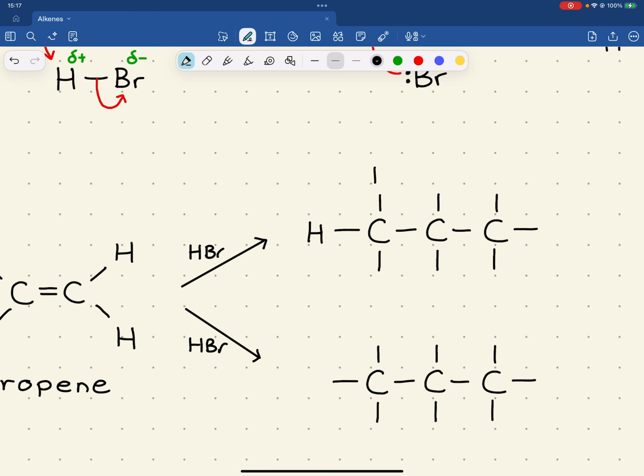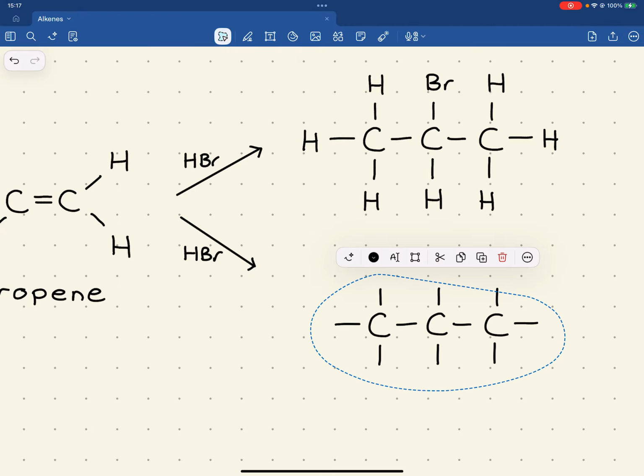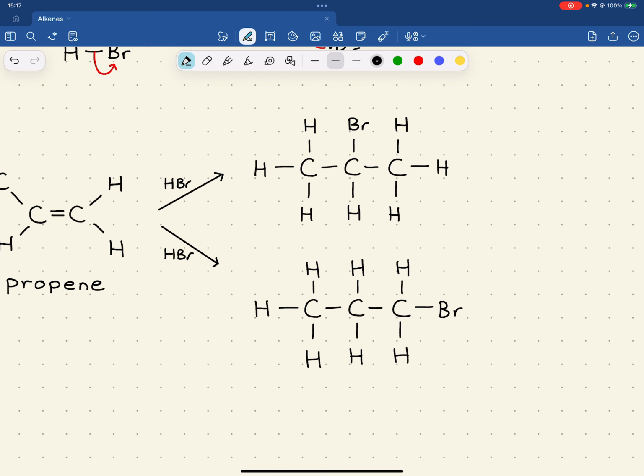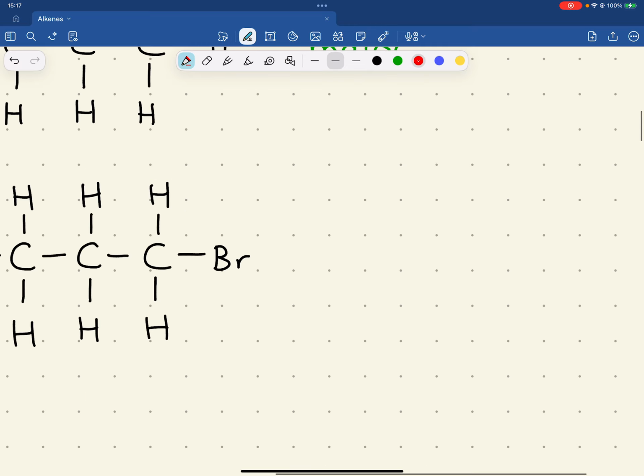What we could get is the bromine adding to carbon 2 to give us 2-bromopropane, or the bromine adding to carbon 1 to give us 1-bromopropane. Now this here is what we call the major product. This is actually the alkyl halide which is formed in the greatest quantity, and we call this the minor product.